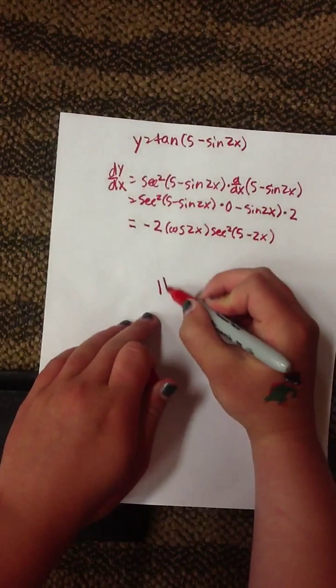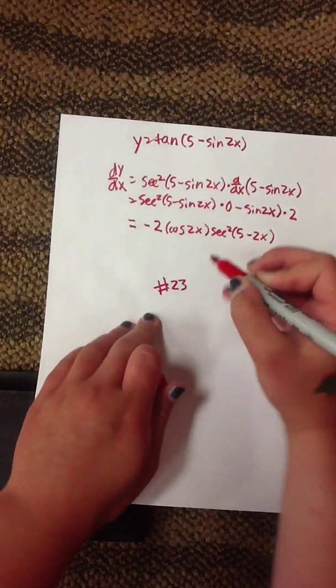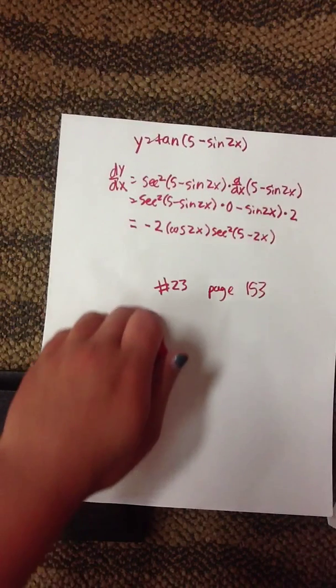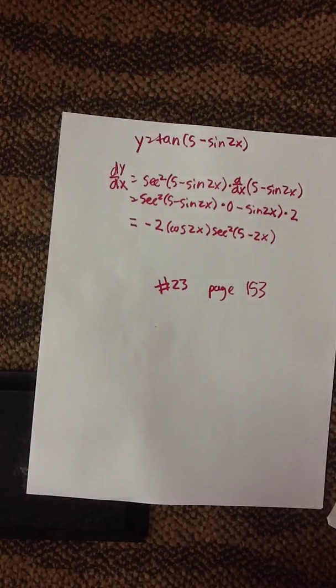Please now try number 23 on page 153. Congratulations! You now know how to use the chain rule. This is probably the most widely used derivative rule, and you will use it quite often.